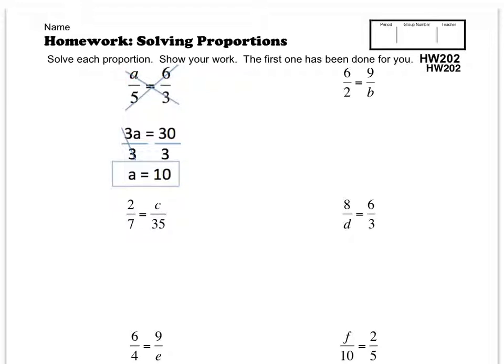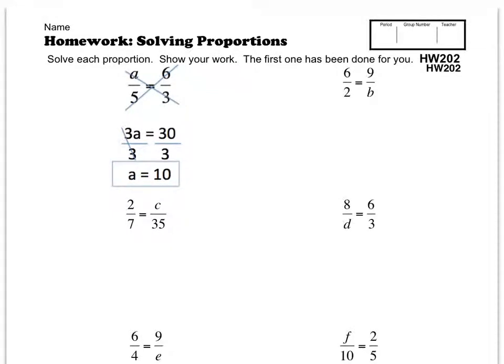So you have a over 5, or a compared to 5, equals 6 compared to 3. So when we cross multiply, we get 3a equals 5 times 6 is 30. Well, then we divide both sides by 3 to get rid of the 3 that's attached to the a. This is essentially just a one-step equation, and so we're just trying to isolate the a. So we divide both sides by 3. That gets rid of the 3 on this side, and then we get 30 divided by 3 on that side, which leaves us with a equal to 10.